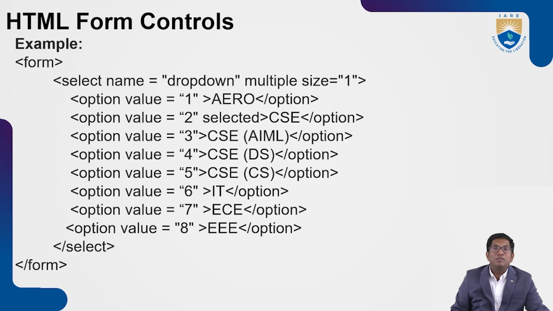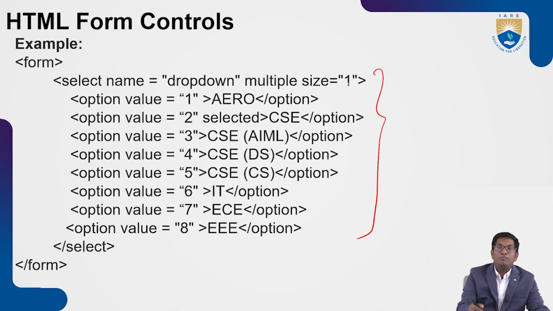So here is an example. Suppose you are joining first year in engineering. If there is a choice, you have to select which department you are joining, so you have to select the option. At that time you have to use the form, and one of the input fields is select. So name is drop down, multiple, size is equal to 1. Only one will be displayed, the size.